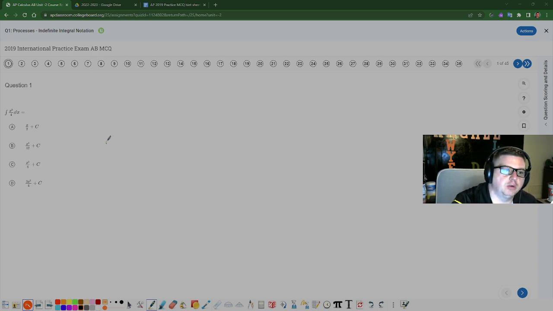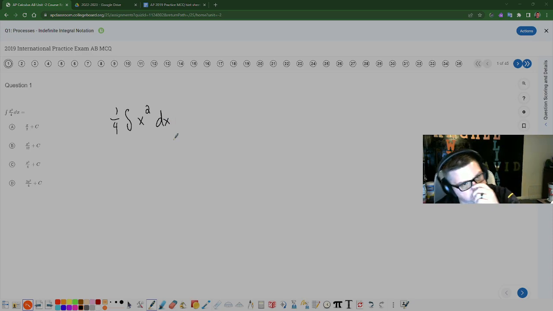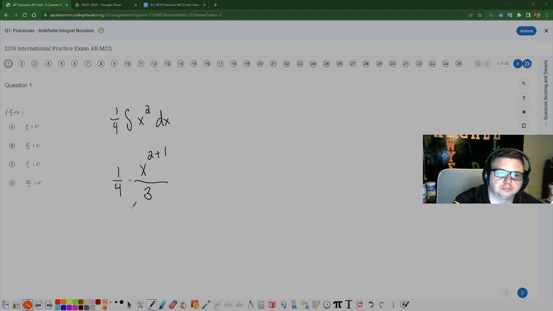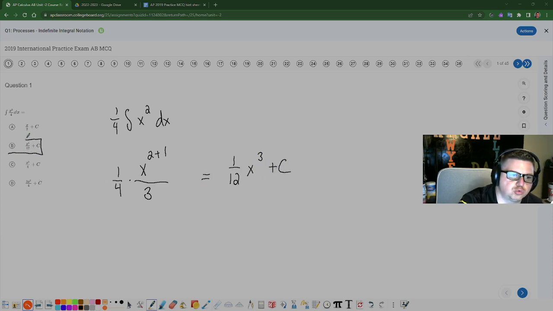So anyways, we're doing the reverse power rule. The first thing we want to do is pull out the coefficient, so that we only are looking at the reverse power rule. The reverse power rule says if we're going to integrate, we're going to add 1 to the exponent and then divide by that number, whatever it is. If you have a constant, you bring it down. We're going to multiply. And what ends up happening is we get 1 over 12 x to the third plus c. Look at this. Boom. B is our answer.